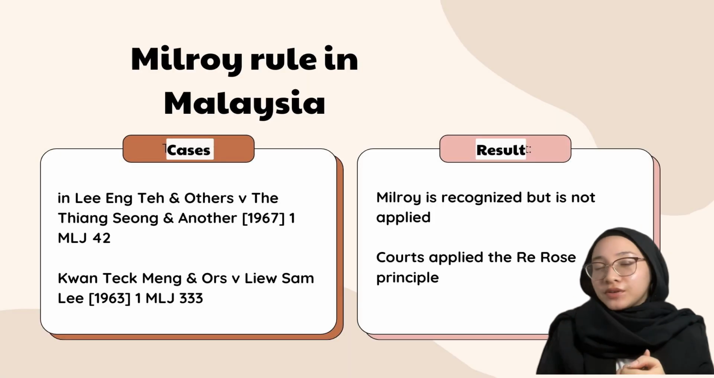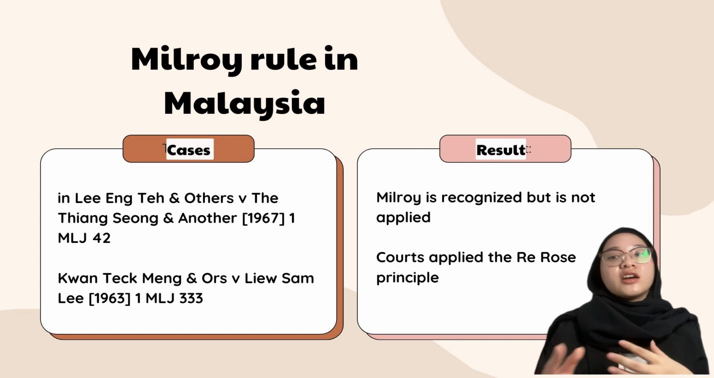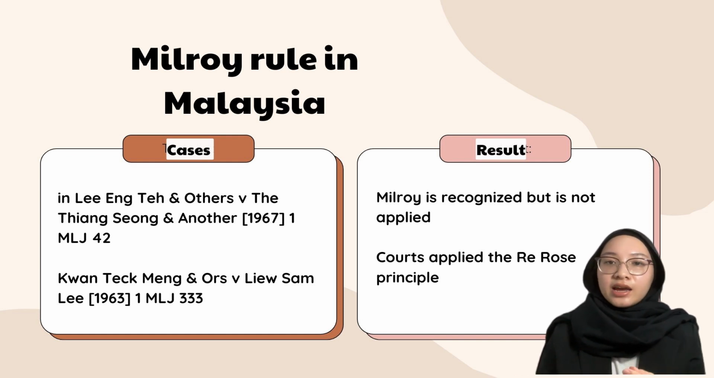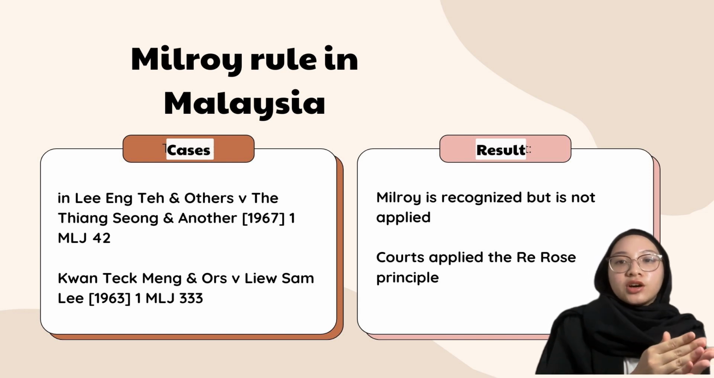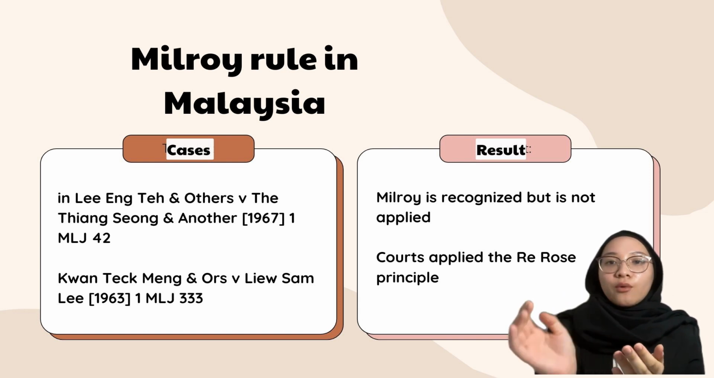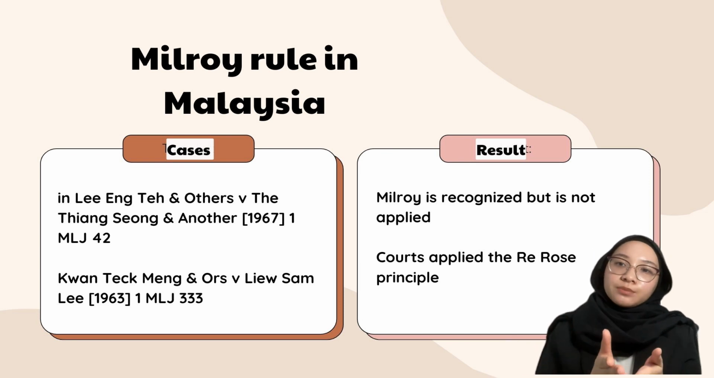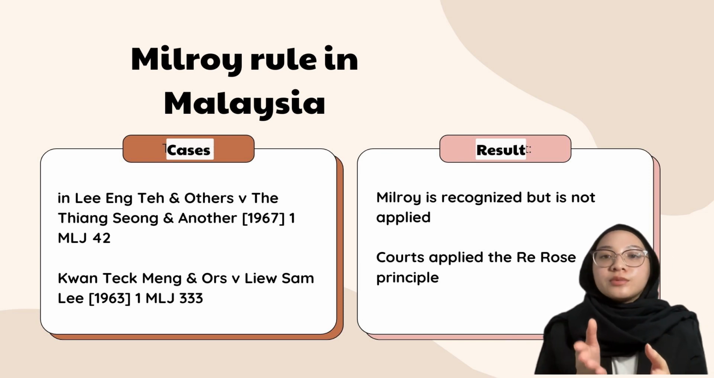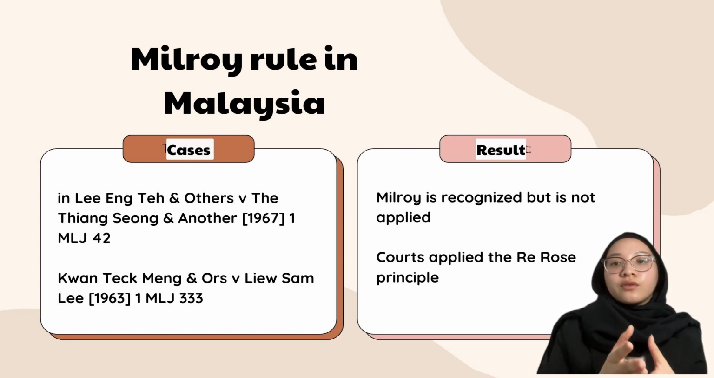In Malaysia specifically, the rule in Milroy is recognized, but it is not applied. This is seen in Lee Ang Teh and others because the facts did not lead to an incompletely constituted trust. However, in Kwan Teck Meng and others, the court applied the Re Rose principle where the transferee becomes the beneficial owner of the land, although the legal title will not vest in him until transfer is registered.